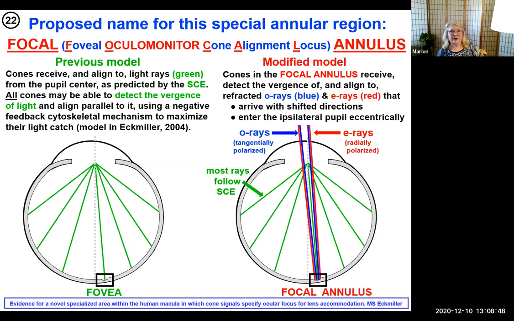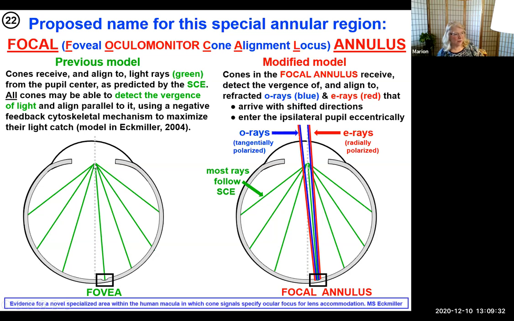So let's give a name for this special annular region. So I coined a new term, oculomonitor, for the function of this region. So it's going to monitor the eye focus, in fact. And I was then able to call this annulus the Foveal oculomonitor cone alignment locus, which conveniently resulted in focal annulus.